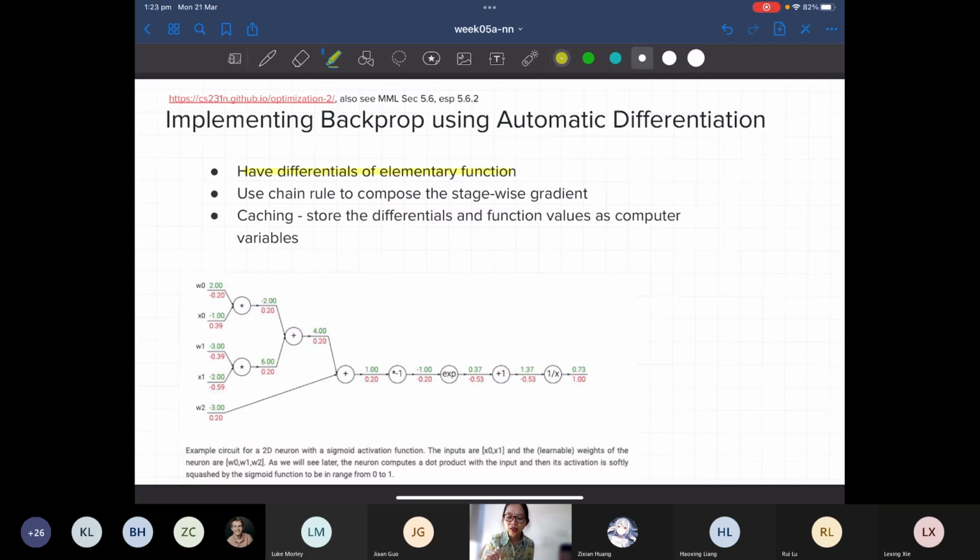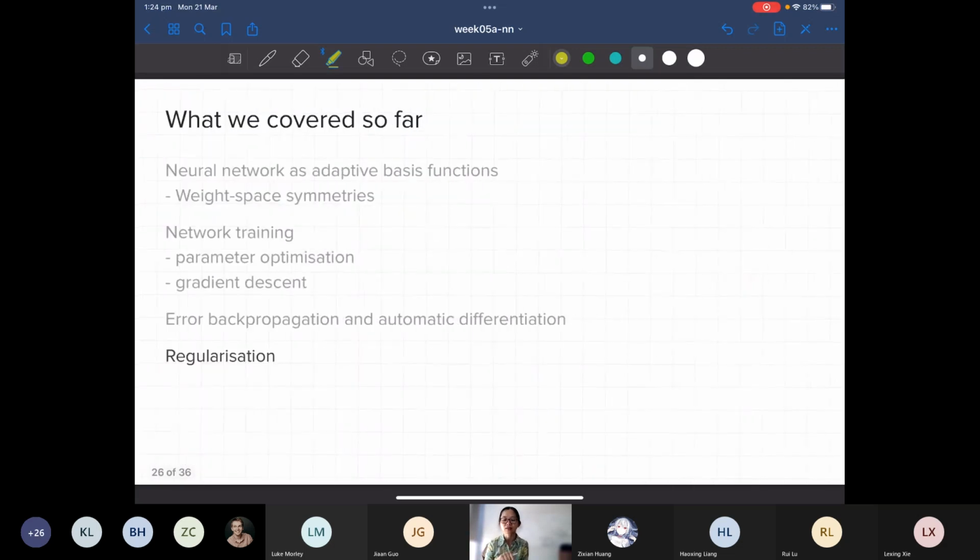And we can use chain rule to compose the stage-wise gradient, like in the flow diagram way. And then caching is important, right? That's why a few slides ago we were writing, oh, we need to compute and store A, Z, and delta for each node. Because as we can see, we need A's in both the forward and backward paths, and lots of values are reused. So in order to implement the cheap gradient principle efficiently, we need to store a number of additional things.